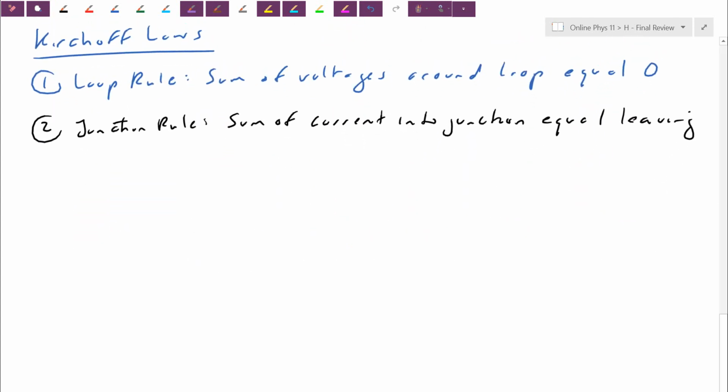Not a very big section. Hopefully it should have been pretty easy as well, but let's work through a quick question. Just as an example, let's start off with a 9-volt battery.